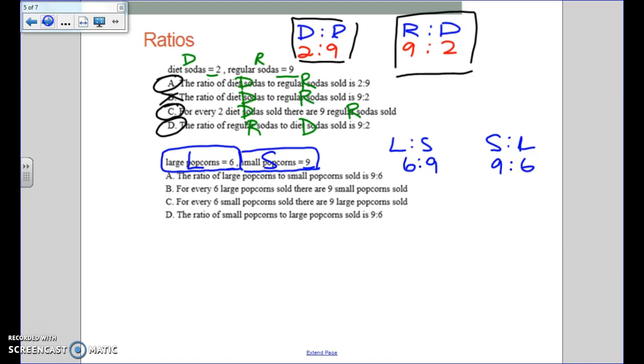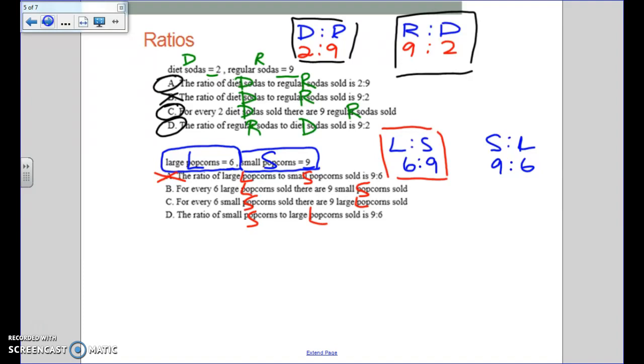Now part A says, okay, and actually I'm going to go through here and just write the big L and the big S on there so I can keep track of what's what. I think it's just a little easier for me to see. Okay, it says the ratio of large to small, so L to S, is 9 to 6. Okay, well I don't think so. I think it should be 6 to 9 because there are 6 large sold and 9 small sold, so I think A is a no-go.